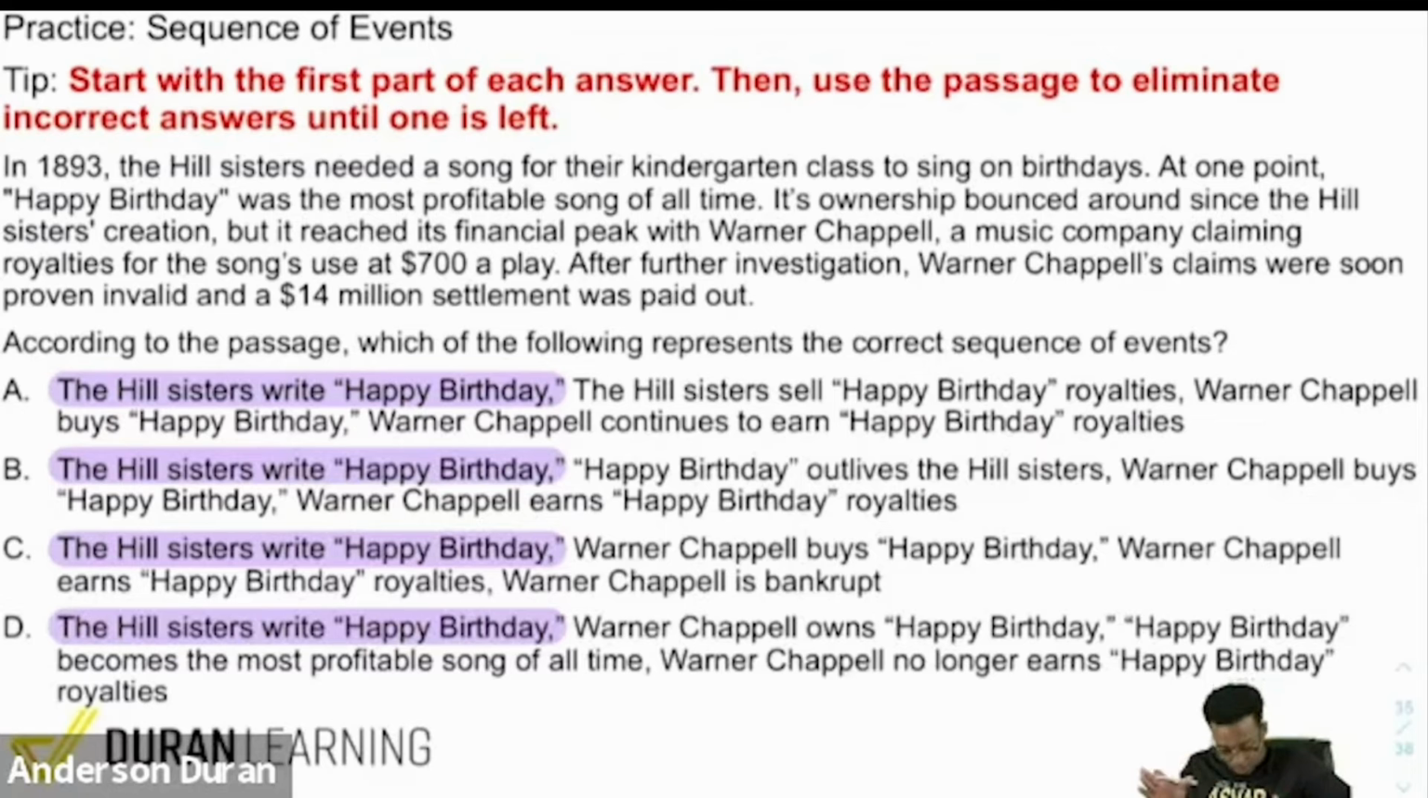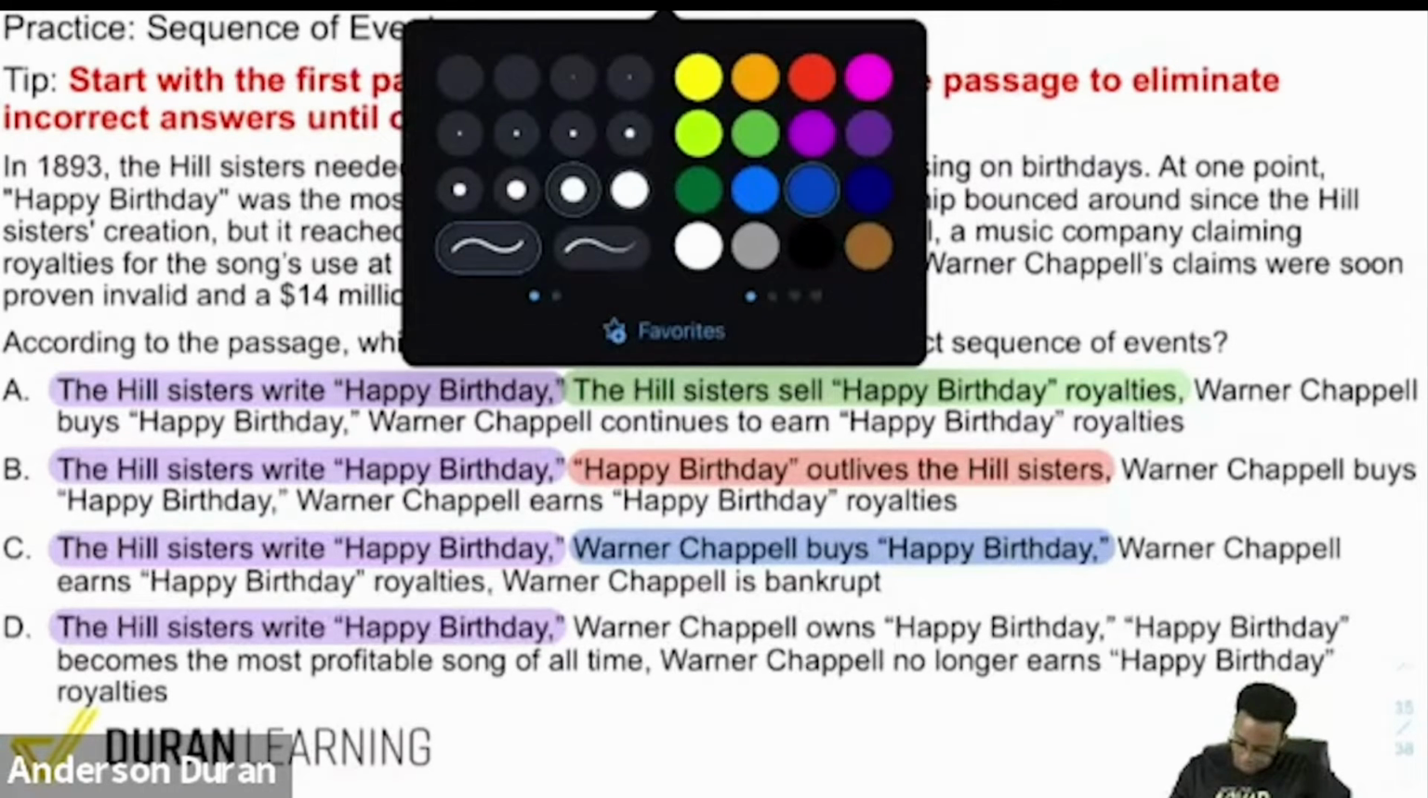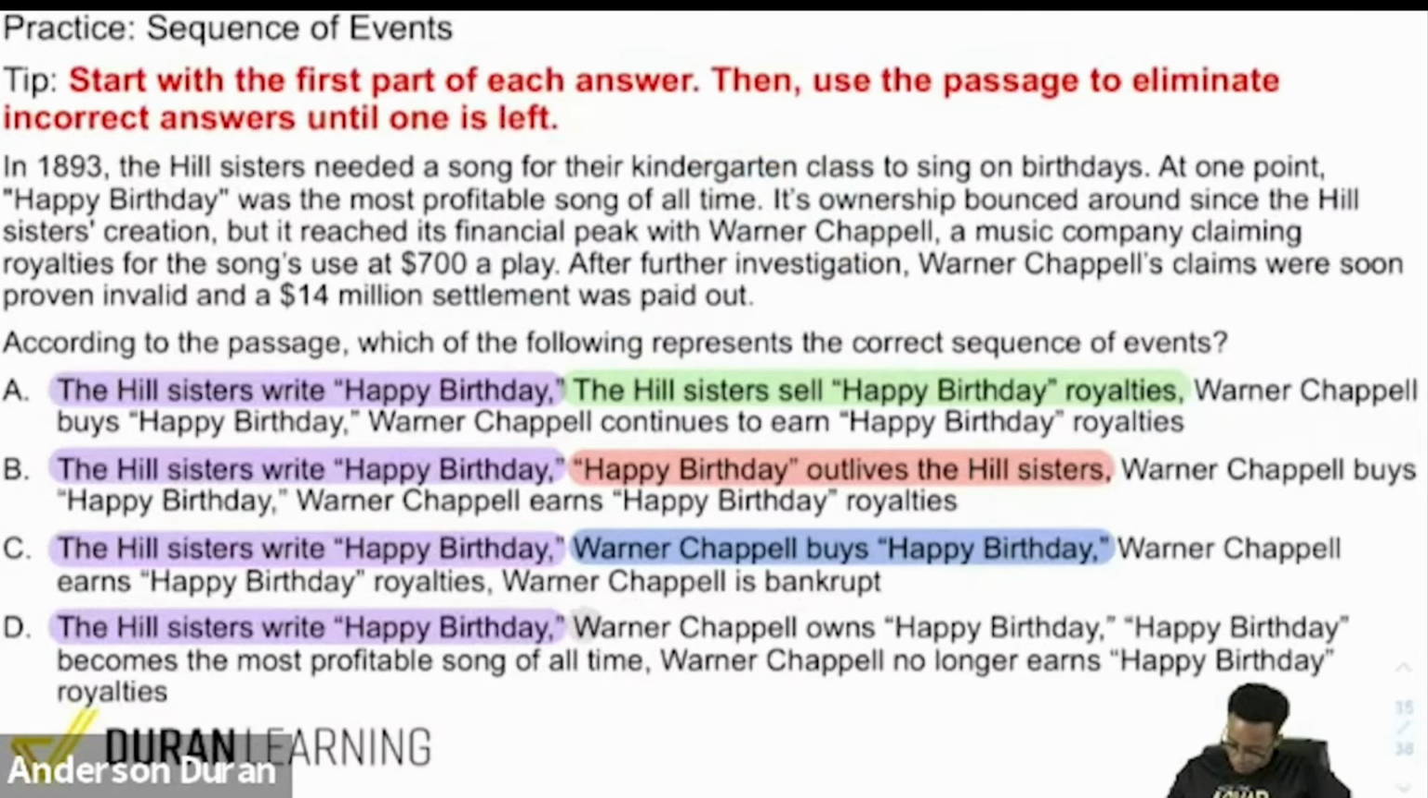So what's the next thing? The next thing that we read is the Hill Sisters sell happy birthday royalties. Happy birthday outlives the Hill Sisters. Warner Chappell buys happy birthday. And lastly, let me use a different highlighter color. Warner Chappell owns happy birthday.